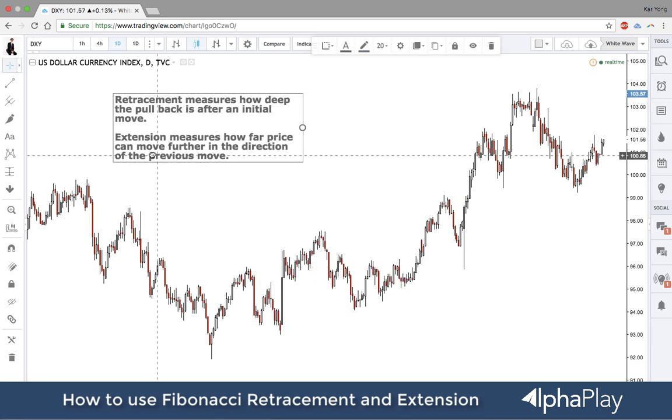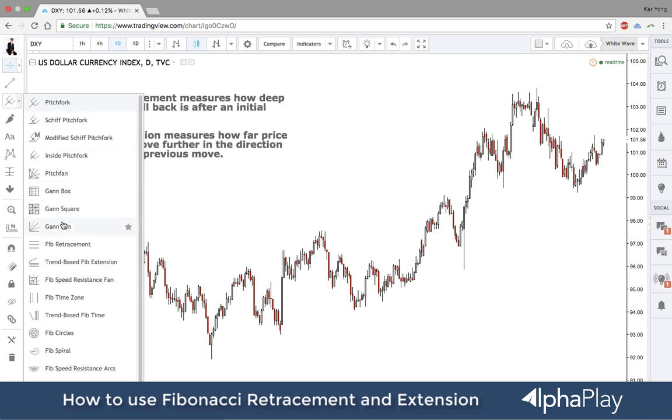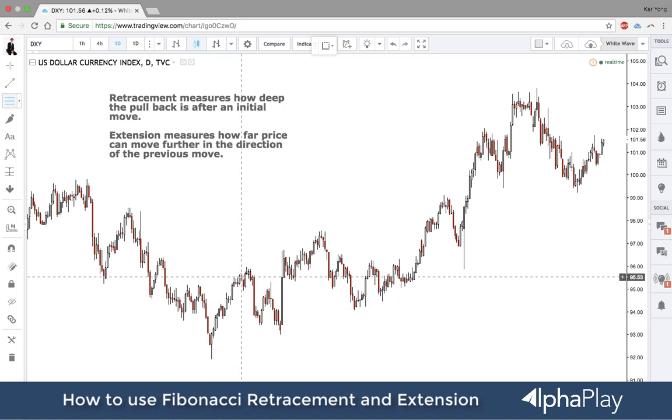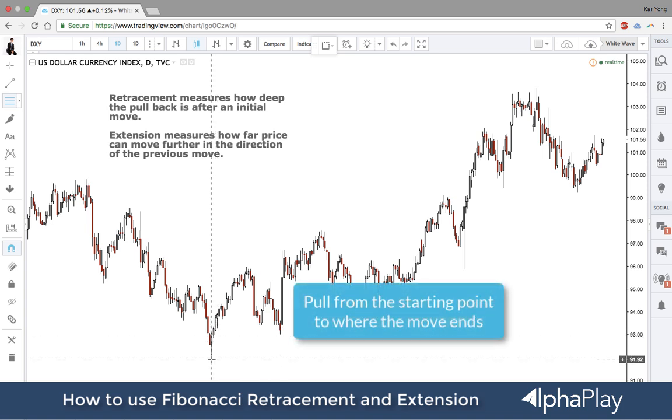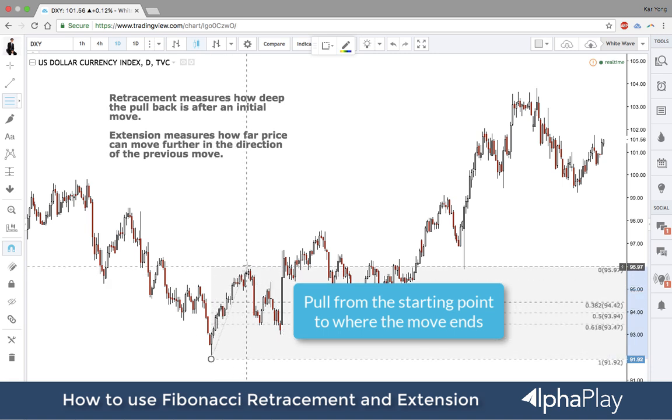Alright, so with this concept, I'll walk you through how you can use the Fibonacci tool to measure retracement as well as to measure extension. Right, so let's take back this initial move that we started at the bottom. Okay, so this up move here is considered an initial up move. So how you pull your Fib to measure retracement is that you need to pull from the initial starting point, which is at the right bottom of this chart, right? Pull it to where the initial move ends.